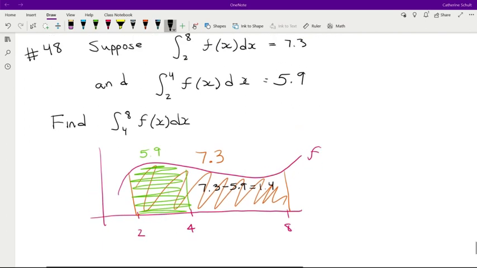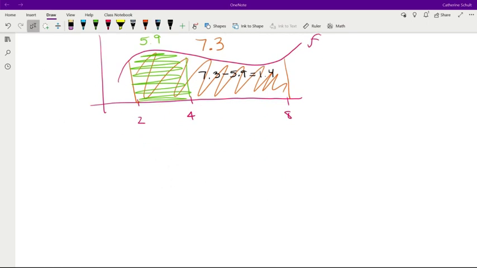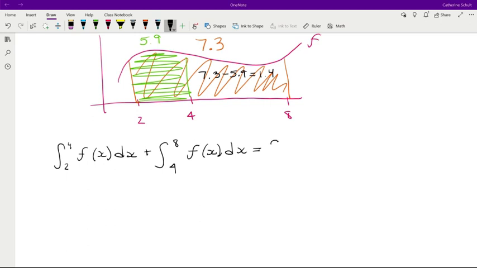Alternatively, we know that if we have a point between a closed interval, we can add the integrals, so the integral from 2 to 4 plus the integral from 4 to 8, and that's going to be the same as the entire region from 2 to 8. So we can also approach it just using one of our properties.